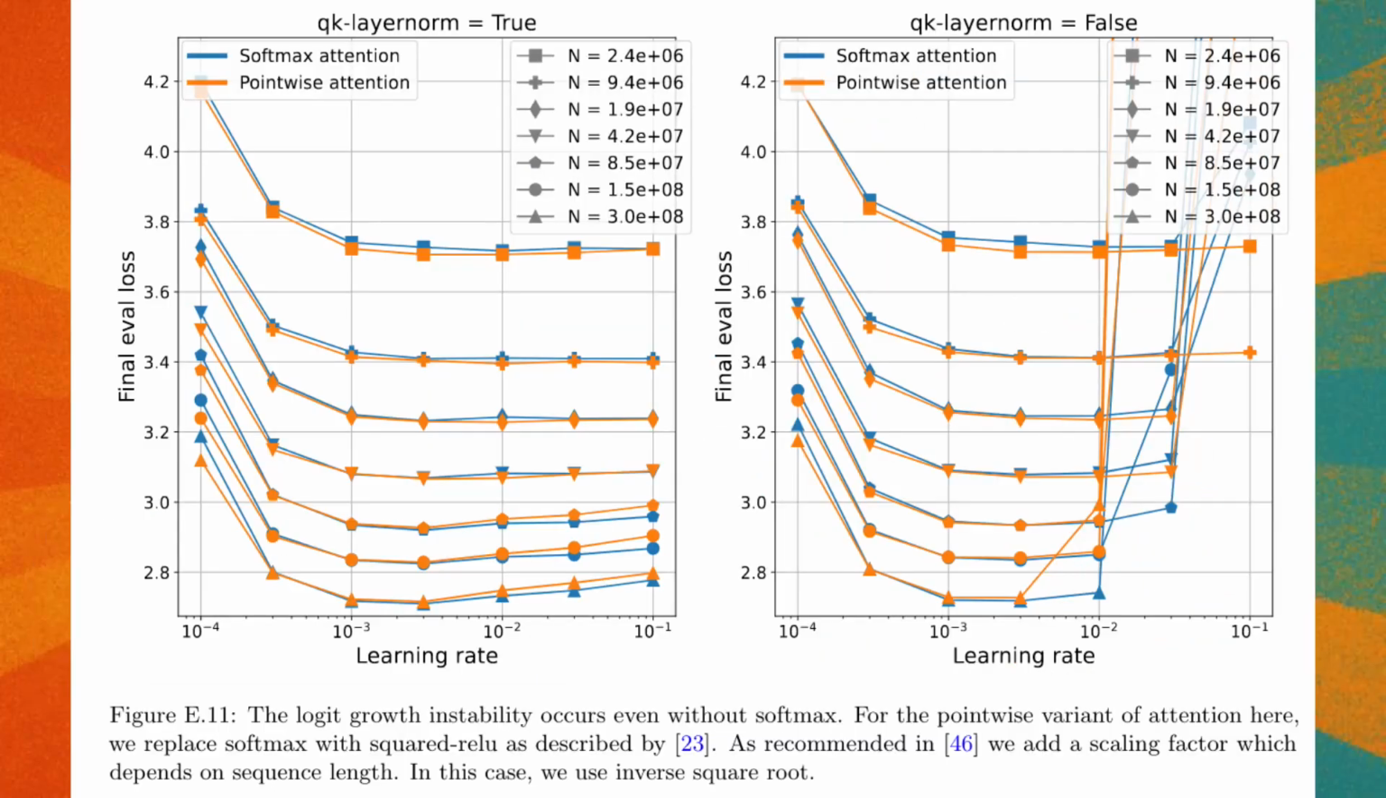And then they wanted to see if the attention logit growth happens even if you're not using softmax. In other words, is softmax what's causing this? And the answer is no, because they see very similar behavior between softmax attention and pointwise attention. Pointwise attention is where they replace softmax with a squared ReLU, and you basically get the same curves when QK-layernorm equals true.